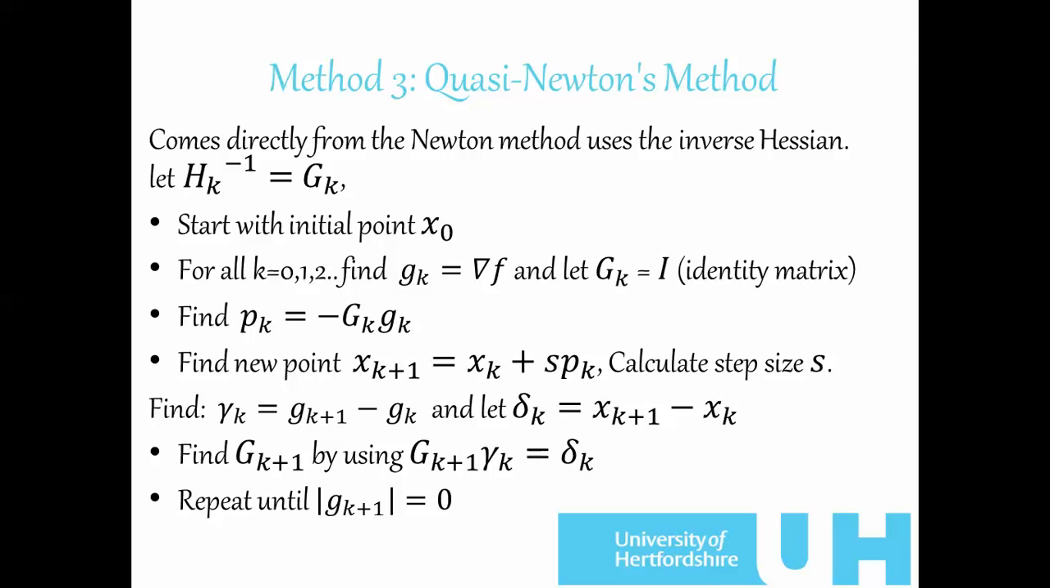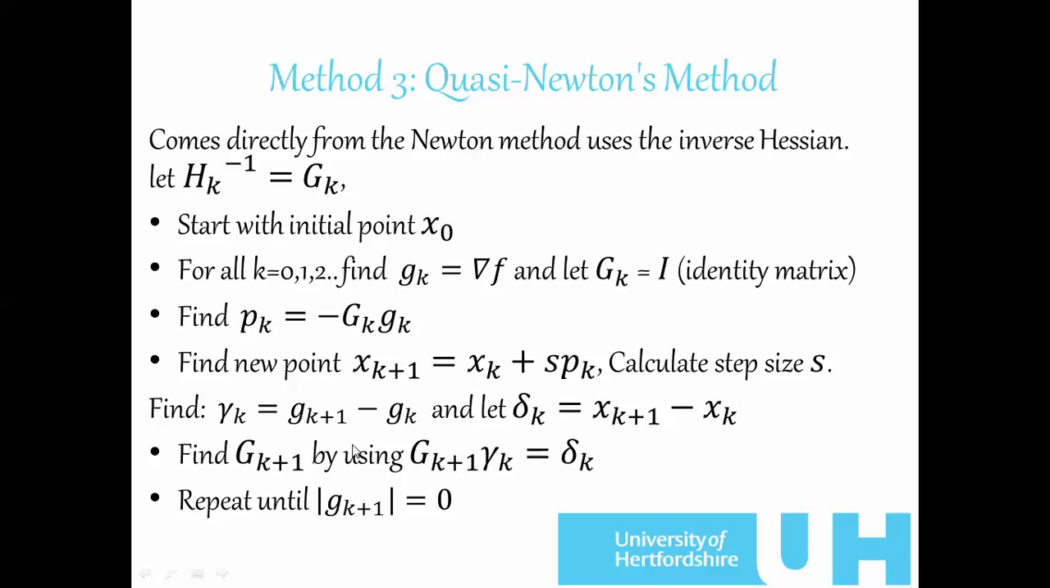The third method we'll be looking at is the Quasi-Newton method. It comes directly from Newton's method, but it uses an approximation of the inverse Hessian, which we're going to denote as Gk. The algorithm starts with initial point x0. You find the gradient, and you let the inverse Hessian approximation equal the identity matrix. Usually that's just what we start off with. You find pk, which is equal to minus Gk multiplied by the gradient gk, and you find the new point by using that formula. And we have to calculate these components: xk plus 1, gamma k, and delta k using these formulas. And we find gk plus 1 by using this formula here.